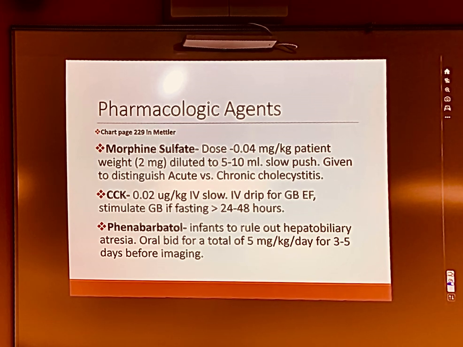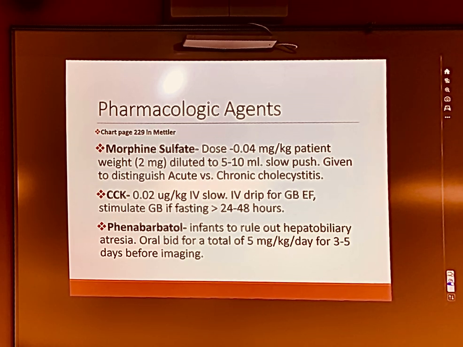So CCK, if it's a pre-treat, it's always a drip, okay? If it's diagnostic CCK, it's push or drip. But the dose is the same no matter what. 0.02 micrograms per kilogram of body weight. Okay?